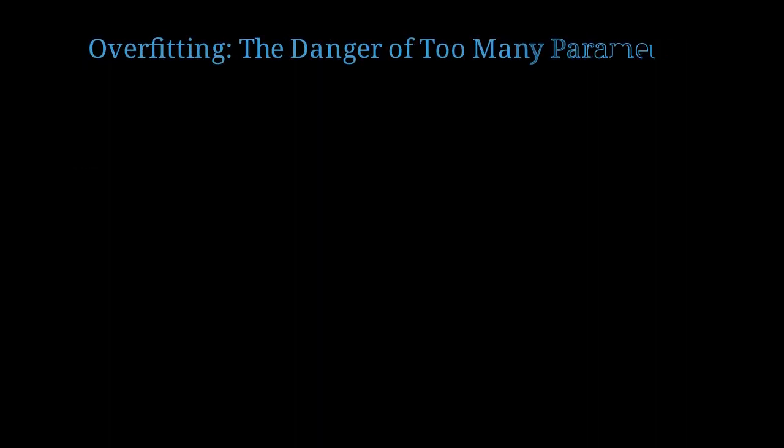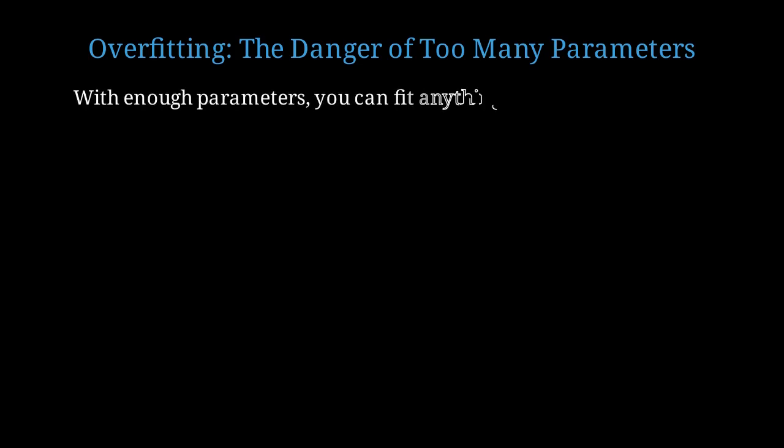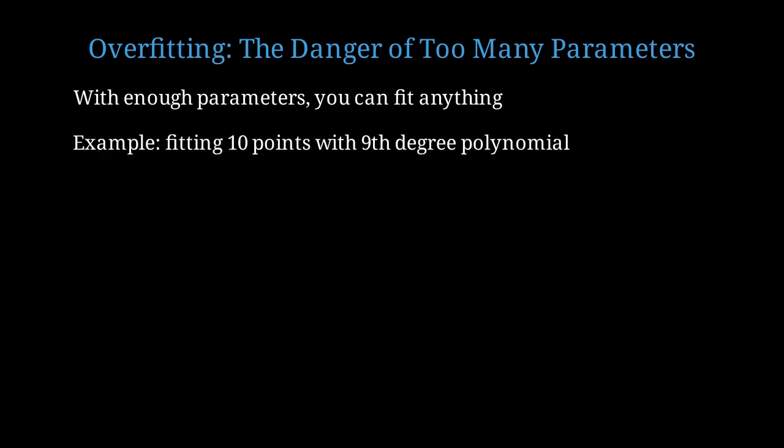Now I need to warn you about a serious pitfall: overfitting. With enough adjustable parameters, you can fit almost any dataset, even random noise. But that doesn't mean your model has physical meaning. For example, you could fit 10 data points with a ninth-degree polynomial perfectly. But unless you have strong physical reasons to expect such complex behavior, you're probably just fitting noise. The solution is to use physical insight to limit the number of free parameters. Each parameter should correspond to a meaningful physical quantity.